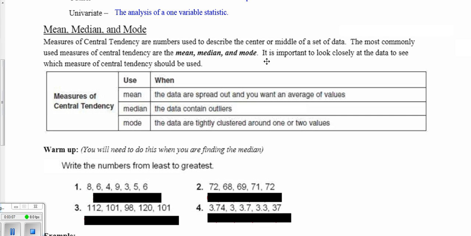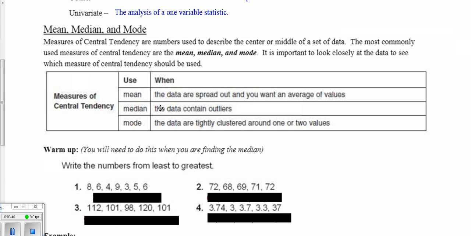It is important to look closely at the data to see which measure of central tendency should be used. So we will use one of these, the mean, the median, or the mode, when... So we will want to use the mean to describe our data when the data are spread out and you want the average of the values. If you're looking for an average, say kind of the regular, or just what should happen in a sense, you would use the mean to describe it.